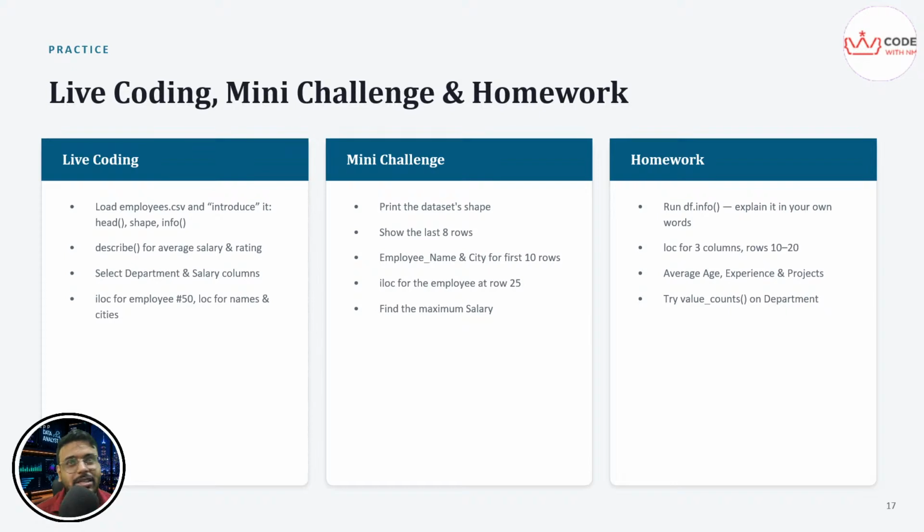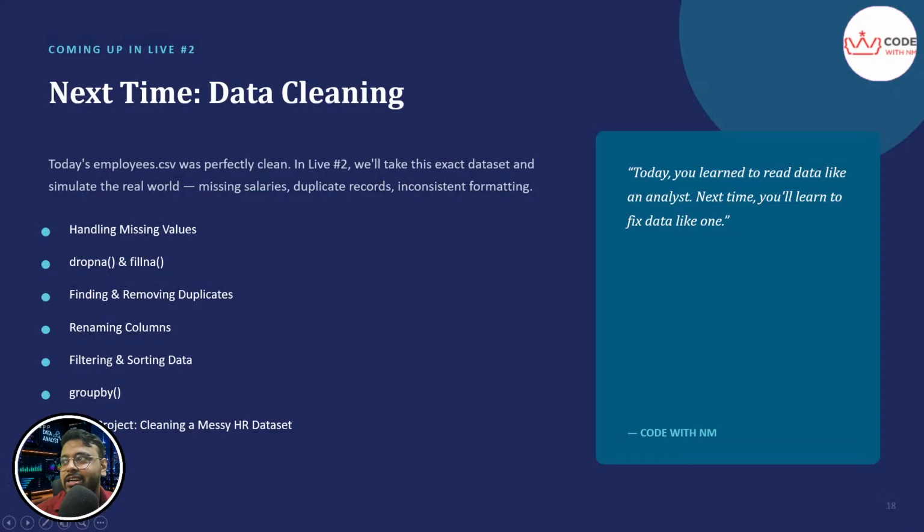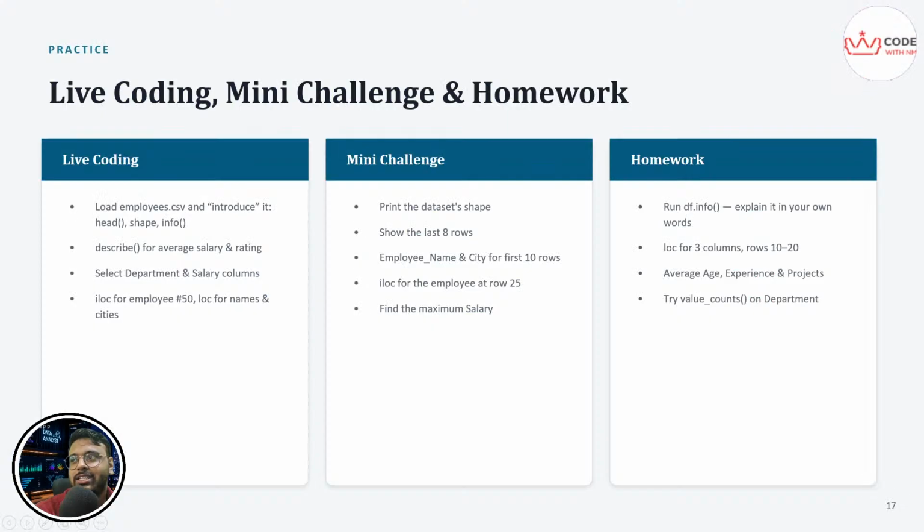I will be copy pasting this in Discord. So make sure you perform the mini challenge and homework. I've already shared the CSV file. So all this activity you need to perform on that data, and find the average age, experience, and projects, and try value_counts on department, and let me know the answer. In this live I have not taught you what value_counts is. So you need to perform it on a particular column, which is department, and tell me what it is all about.